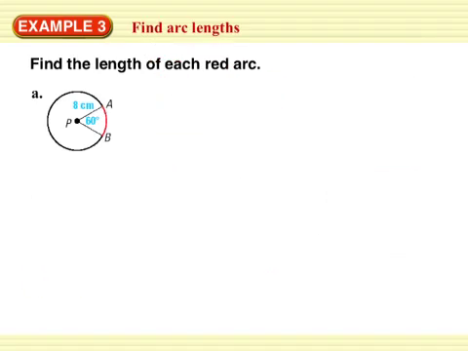Let's use it. Find the length of each red arc. If we want the length of the red arc, we learned that if this is a central angle, geometry students pay attention, this is your central angle. If it's 60 degrees, the degrees of this arc is also 60 degrees. So if angle P is 60 degrees, then the measurement of this arc is also 60 degrees.